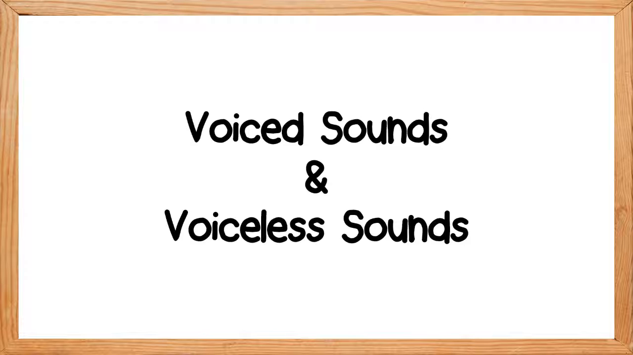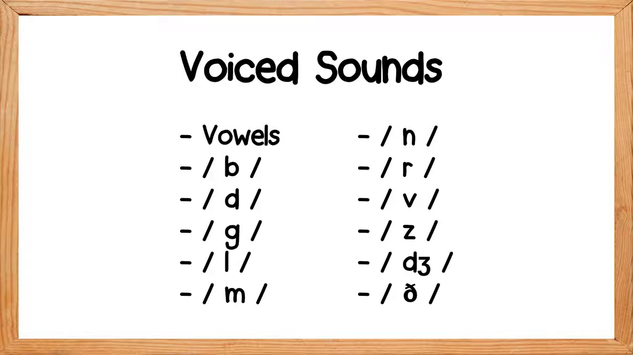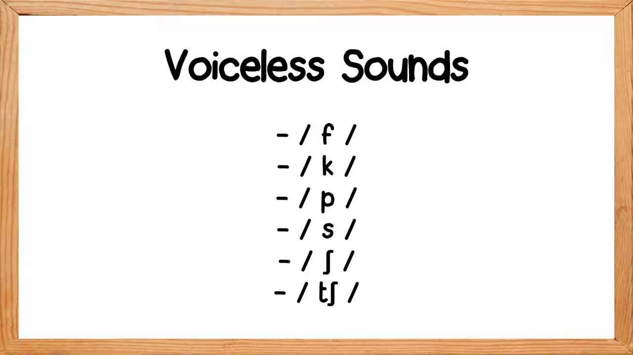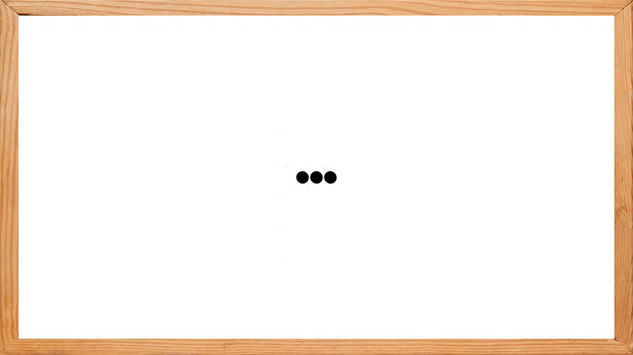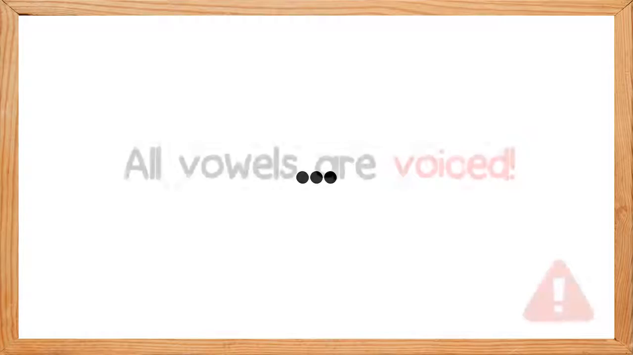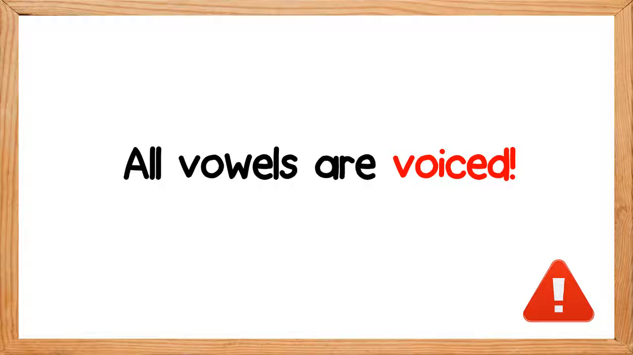In English, there are two kinds of sounds. One is known as the voiced sounds. Voiced sounds are the ones that make your vocal cords vibrate. It means that when you say it, you produce a real sound. For example, B, G. On the other hand, the voiceless sounds are the ones that don't make your vocal cords vibrate. There is not a real sound. For example, the sound of F, K, P.